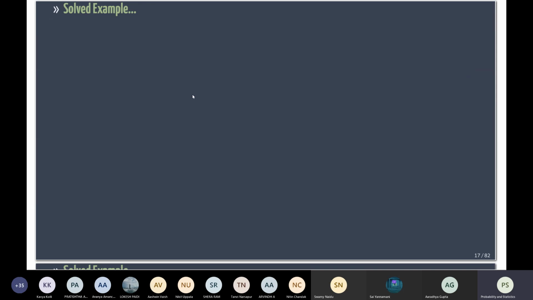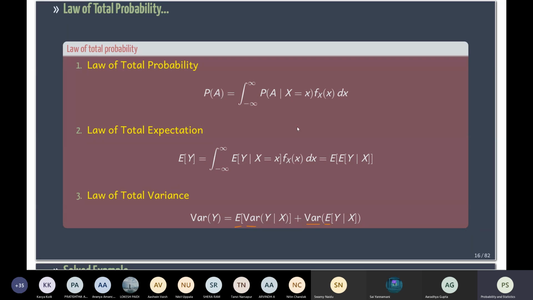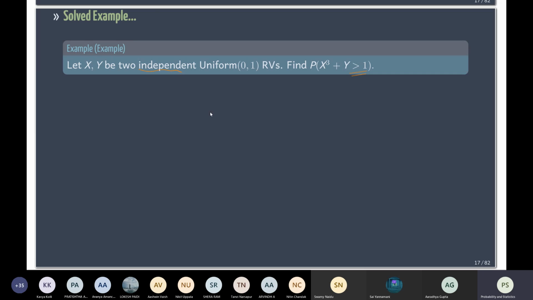Because if the independent random variables are given to me, then the conditional will go away. If A and X are independent, then the probability of A given X will be just the probability of A. In this case, X and Y already hint that they are independent and uniform, and I'm supposed to do this. So if I use the law of total probability with the conditioning on X, then I can get something here. So let us see a solution for this.